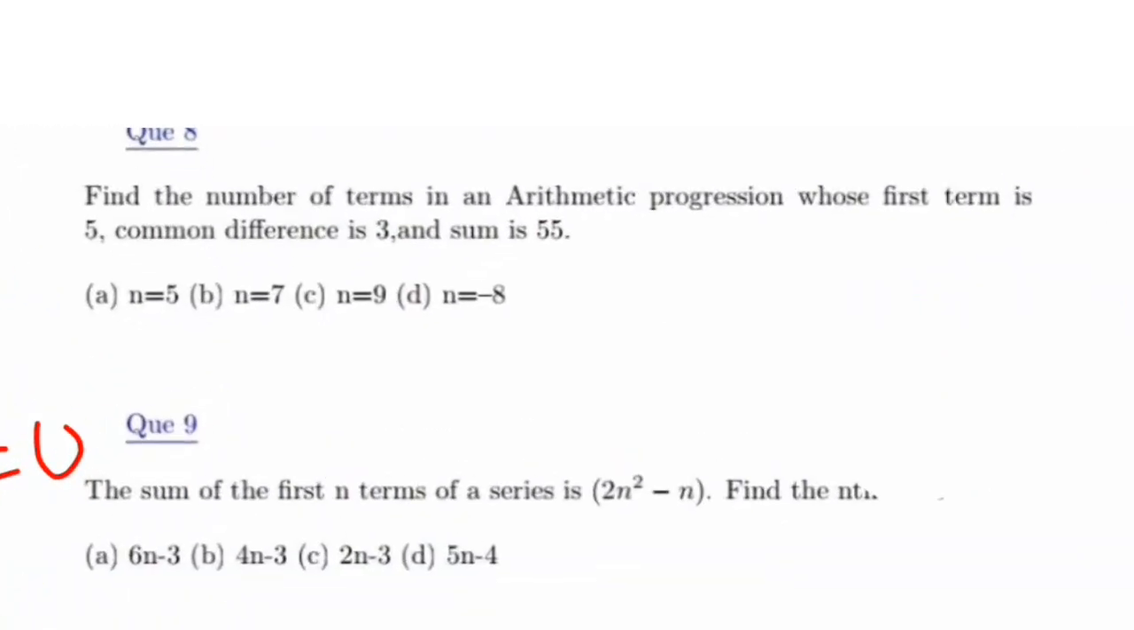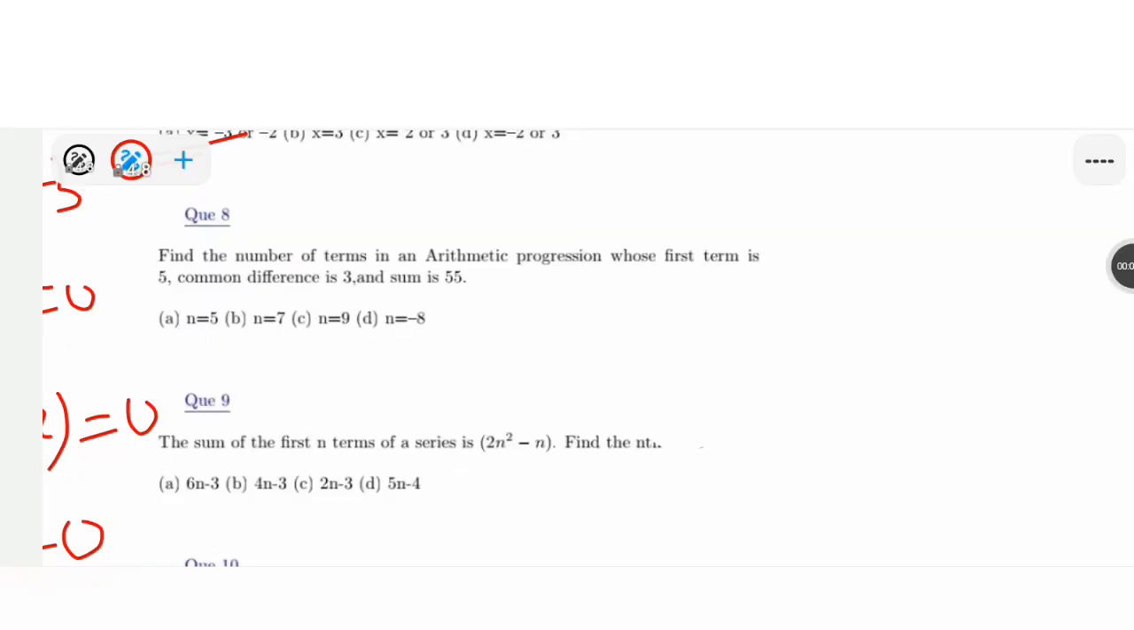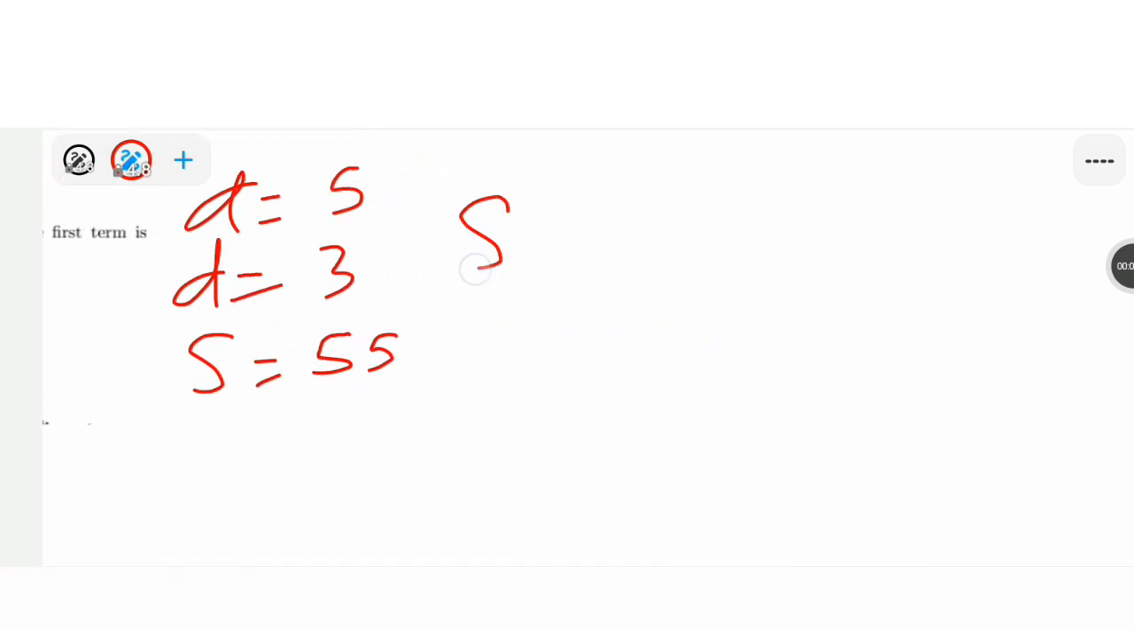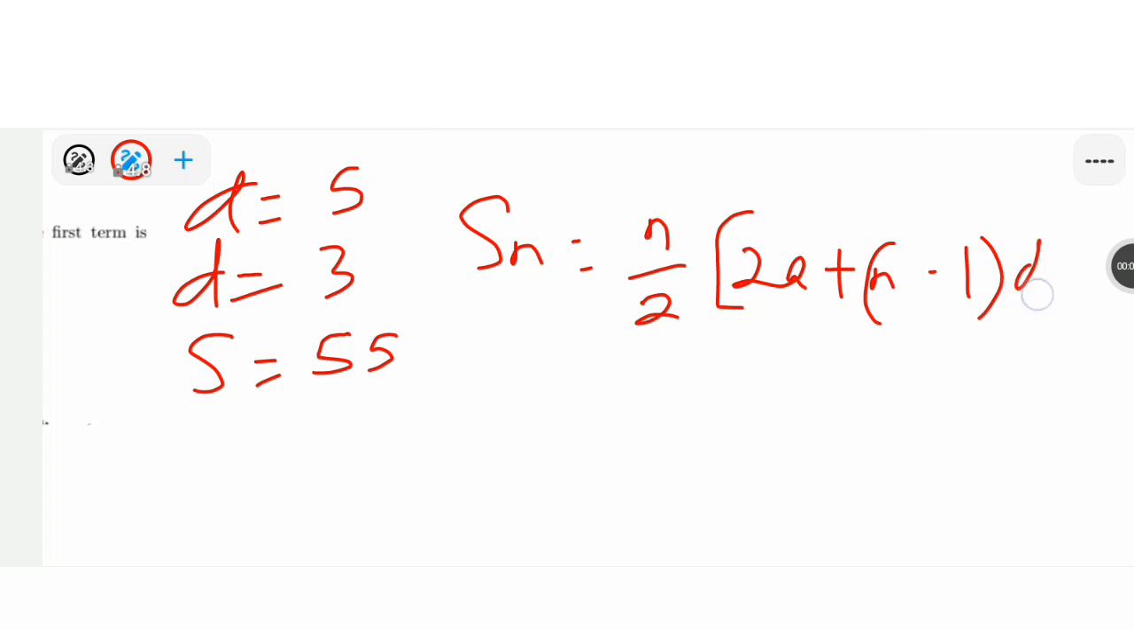For number 8, you have to find the number of terms in an AP whose first term is 5, the common difference is 3, and the sum is 55. So a is 5, common difference d is 3, and the sum is 55. You just plug this into the formula for the sum of an AP, which is Sn equals n over 2 times 2a plus n minus 1 times d.